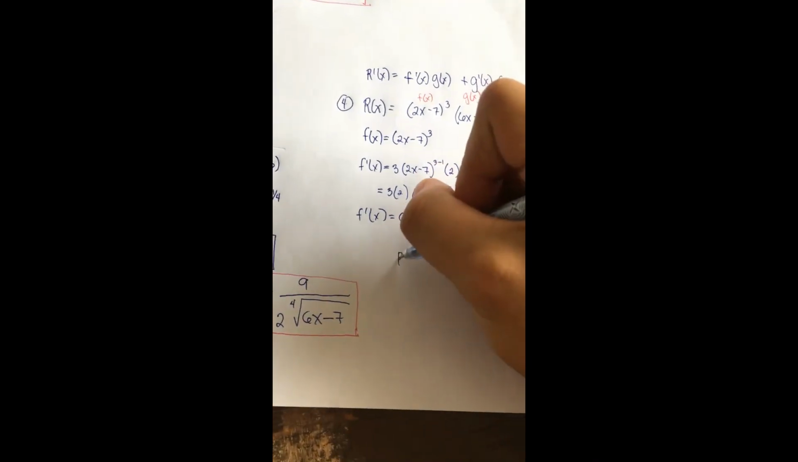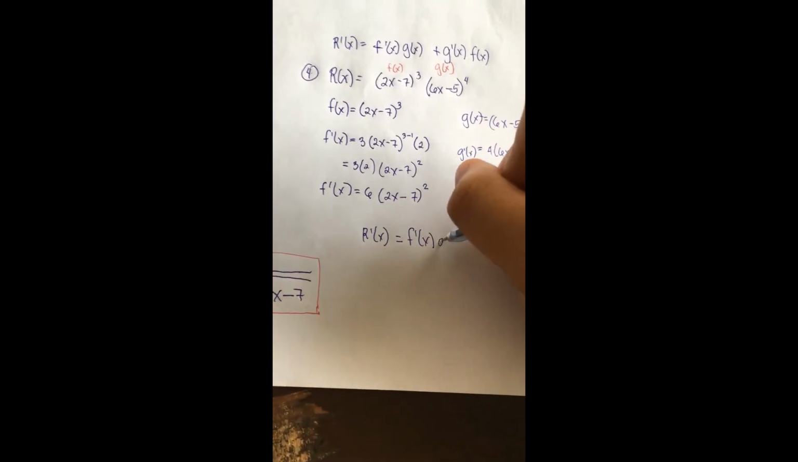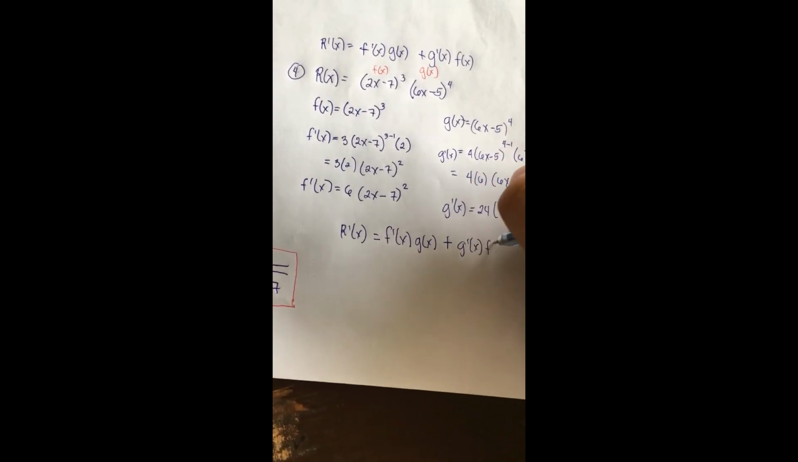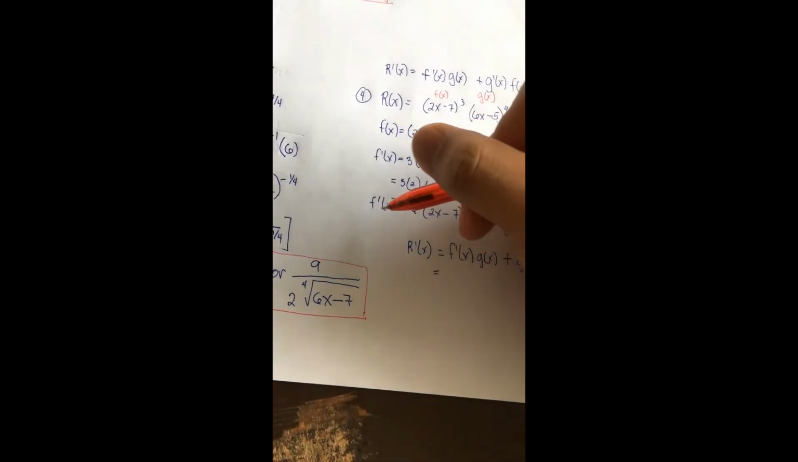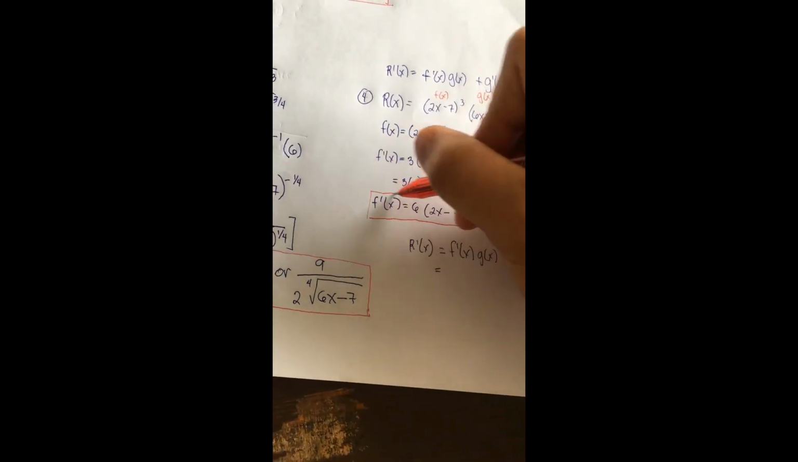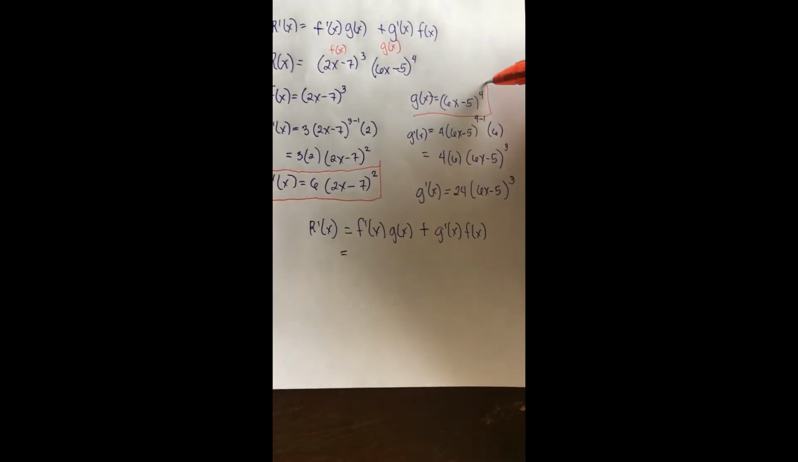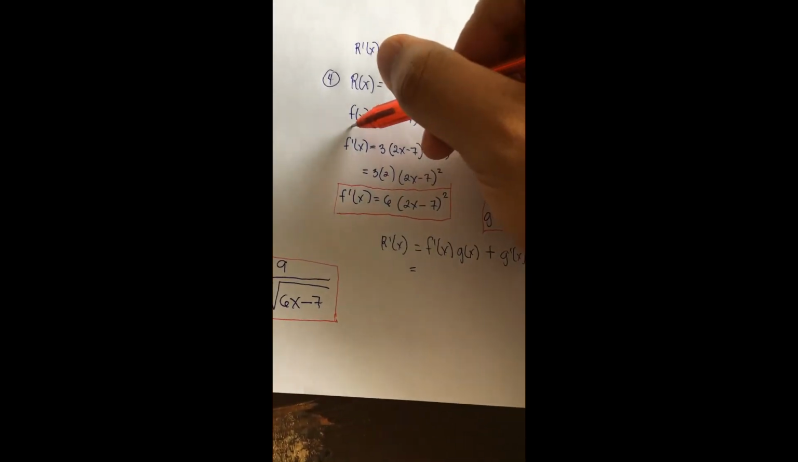Okay, now, let's have the formula. R prime x is equal to f prime x. G of x is plus g prime x, f of x. Substitute. What is the value of your f prime x? Dara. This is the value of your f prime x. The value of your g of x, dara. The value of your g prime x is dara, and the value of your f of x is dara.